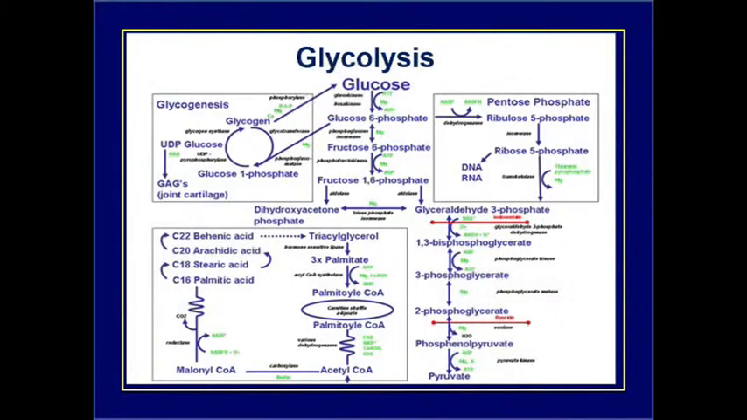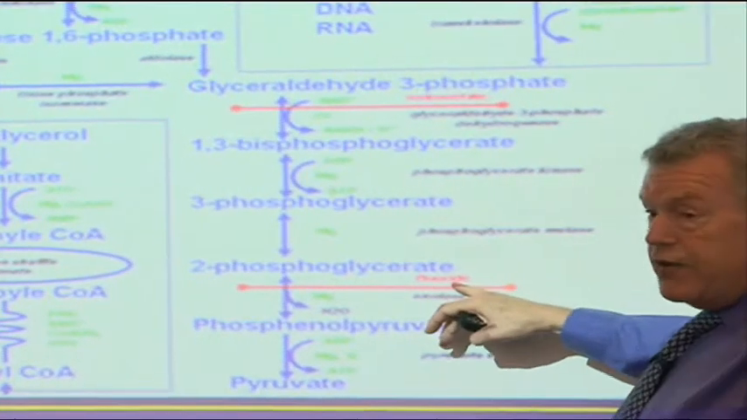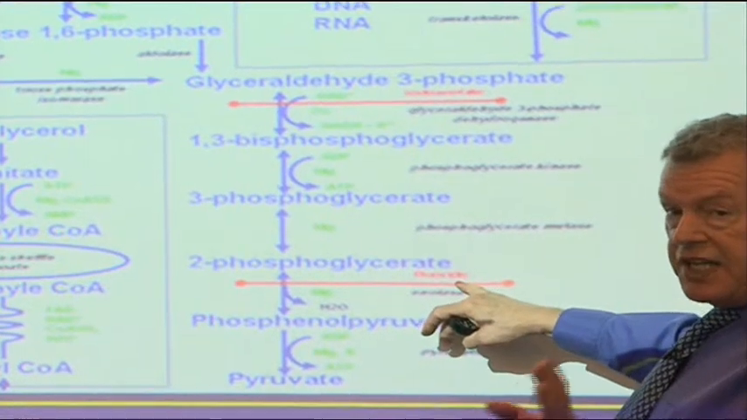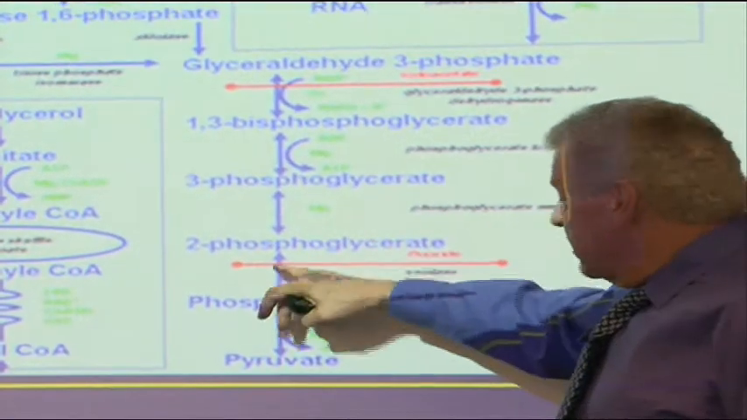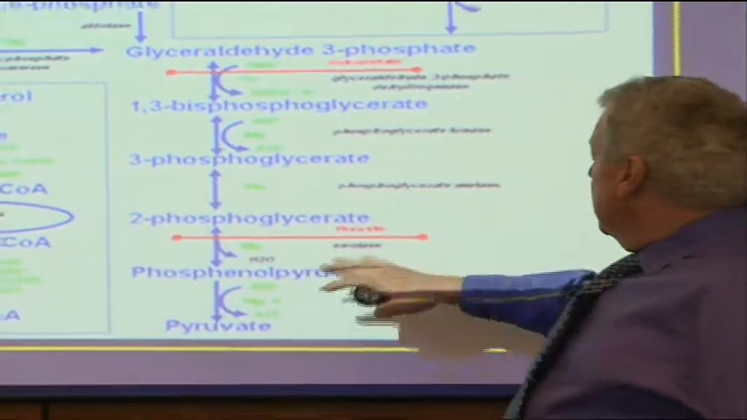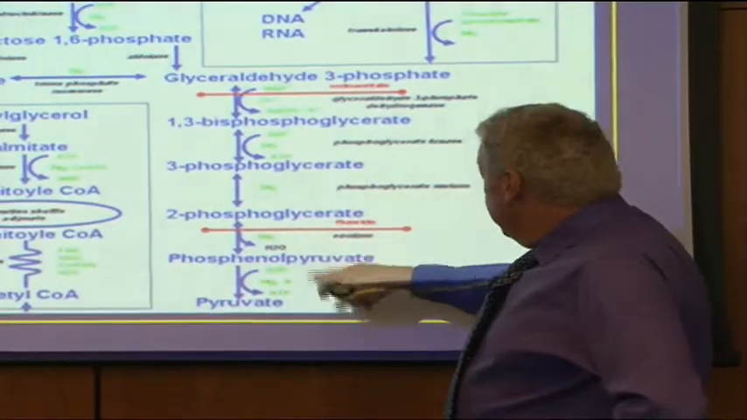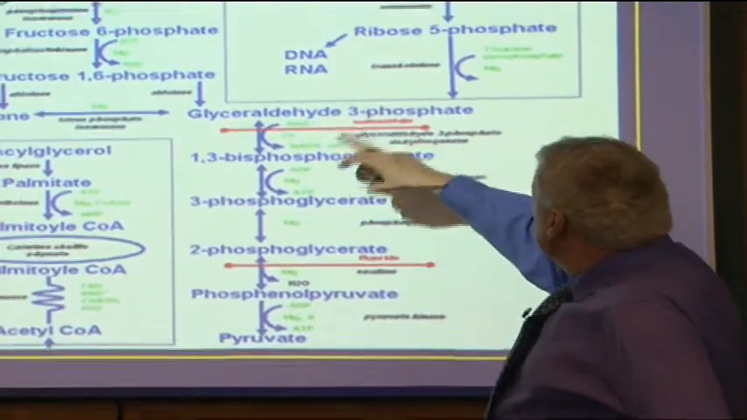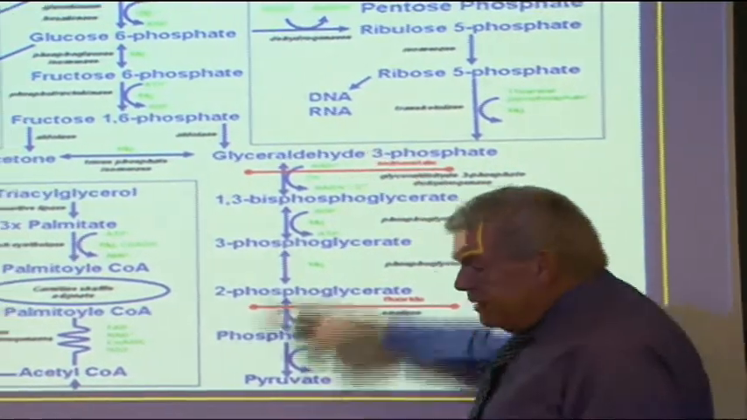pyruvate. You'll see that many of these have red lines going across, which are the known poisons which inhibit the enzyme. And here we see fluoride. So fluoride is an inhibitor of this particular enzyme. A little bit later in the hemoglobin, we'll see that there's another aspect where fluoride inhibits. So there are different chemicals that can actually inhibit the flow.